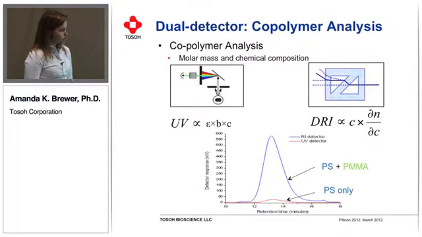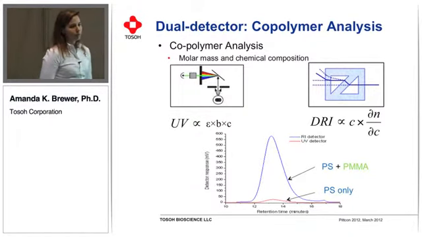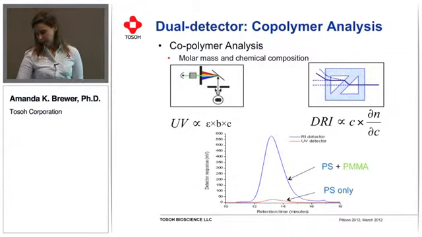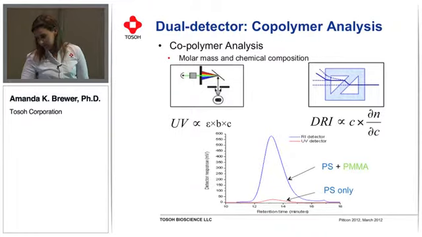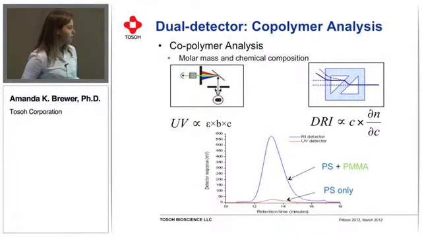So this is just showing you with the retention volume, we have our two peaks eluting from our chromatography columns and the detector response. The blue is the RI, which is both components. The red is the UV, which is only the polystyrene because the other component cannot be detected in the UV detector. Now from there, how do we get the composition?